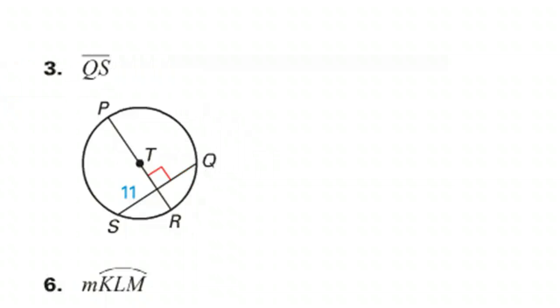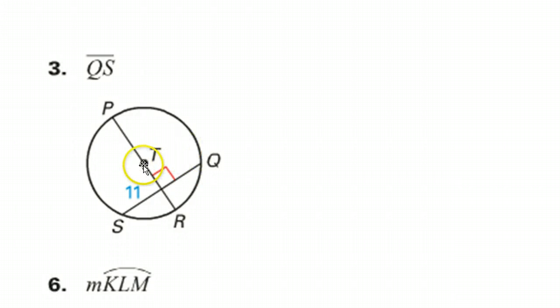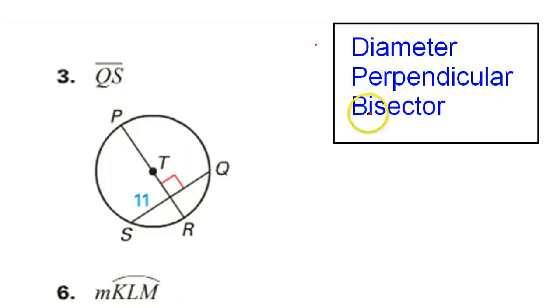So when you look at problem number 3, in terms of the three words, diameter, perpendicular, and bisector, which two of these are we given in this picture? Well, this dot means that we're given a diameter. This 90-degree box means that we're given perpendicular. Therefore, we can conclude that it's a bisector. In other words, it's splitting this in half. So if this is 11, then this will also be 11. So we're supposed to find the length of QS, and that would be 22.